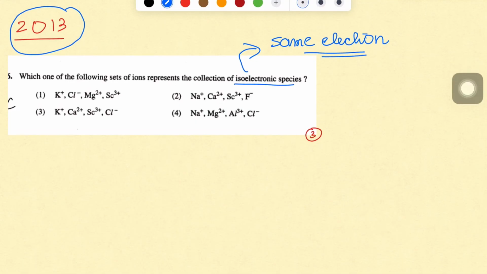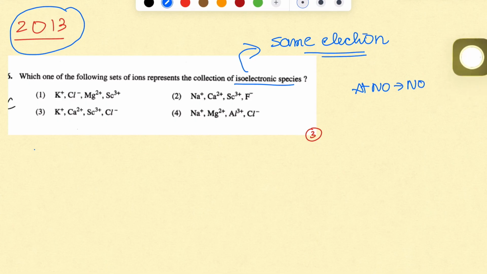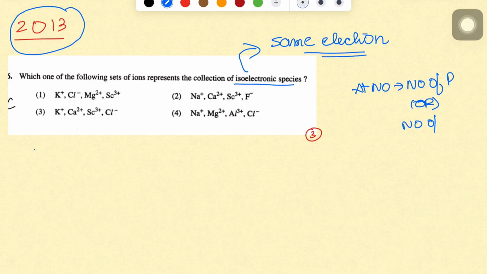We have potassium. Let's see all the atomic numbers. What is atomic number? It is the same as the number of protons, or it can also be denoted as the number of electrons in a neutral atom, not ions, neutral atom. So let's see the number of electrons. In potassium we have 19, chlorine we have 17, magnesium we have 12.